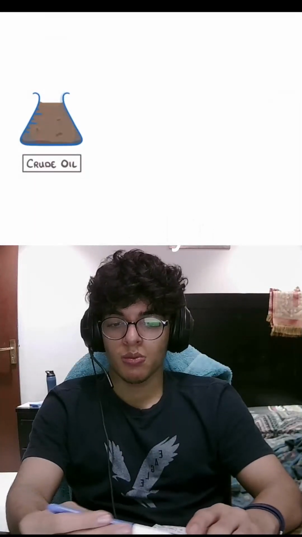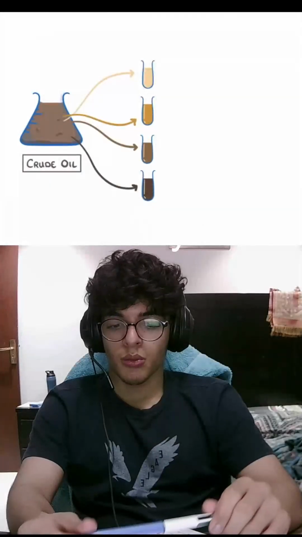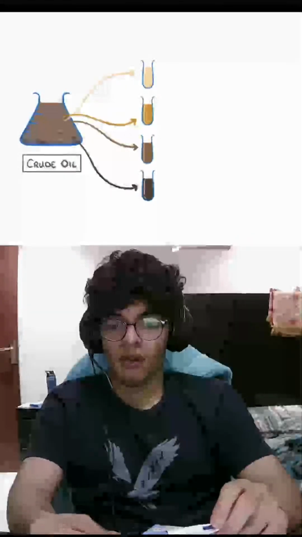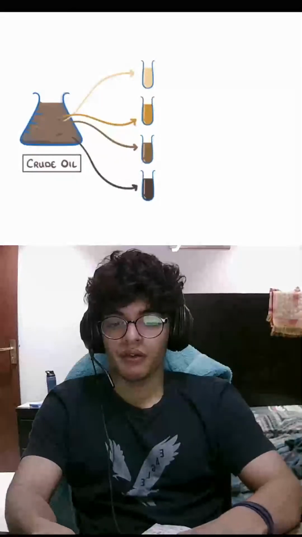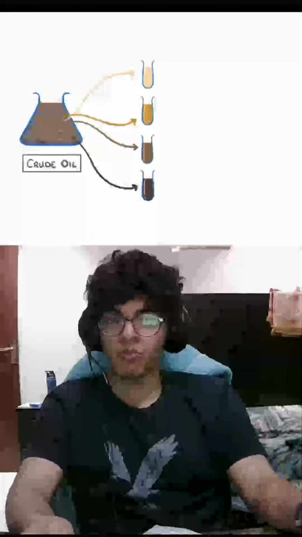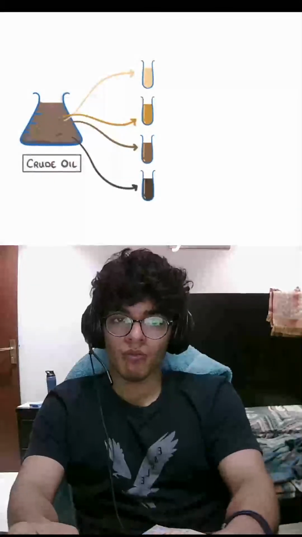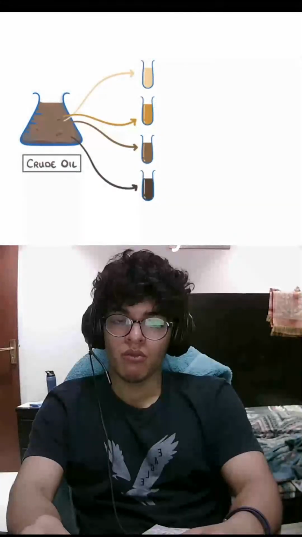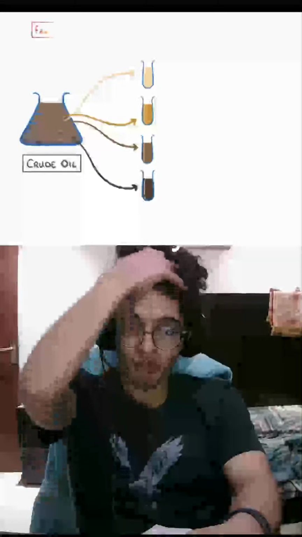Once we've extracted the crude oil from the ground, we need some way to separate out all of the different hydrocarbons in the mixture, because they each have different properties, and so we'll use them for different things. To do this separating, we use a process called fractional distillation. I know that. I studied that, yeah.